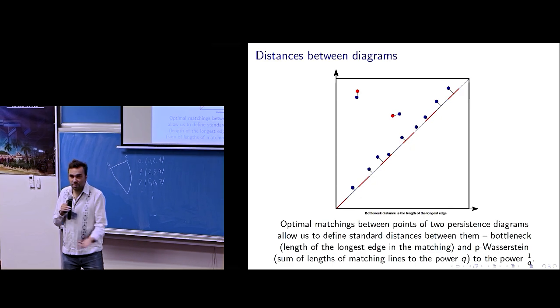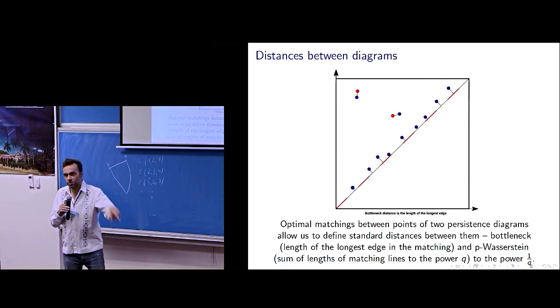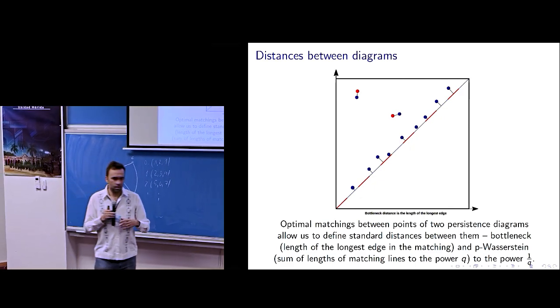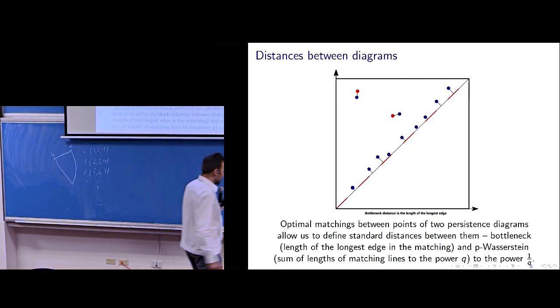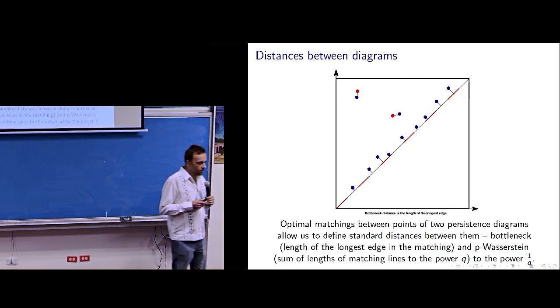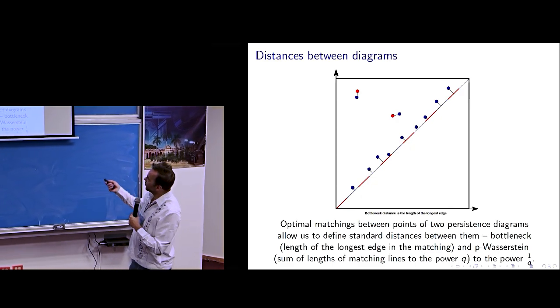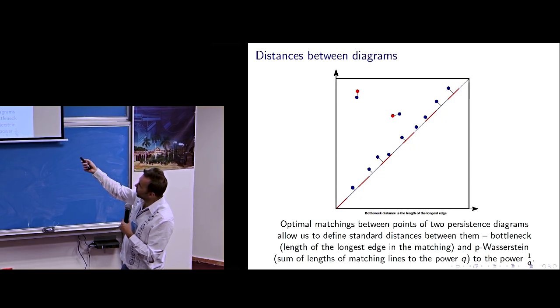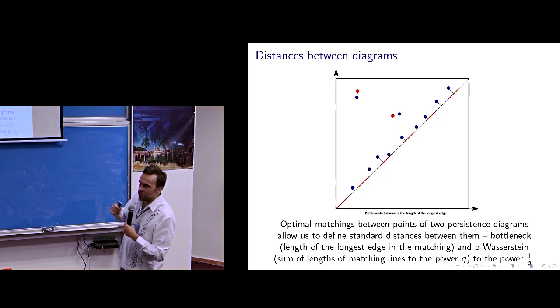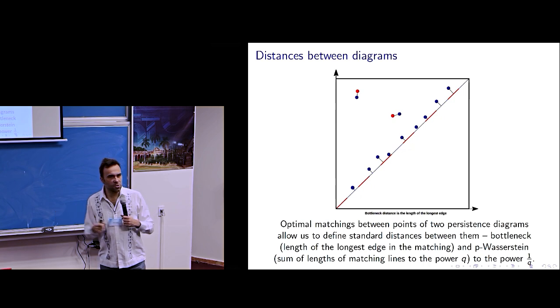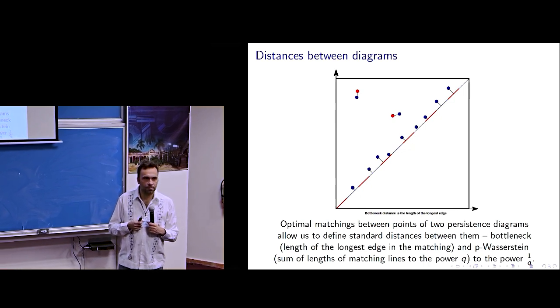Or maybe I can sum up the squares of the length of the edges and take the square root of the sum. And so there are various options. But once I do it, then I can actually look for the matching with the lowest weight among all the possible matchings between those collections of points.